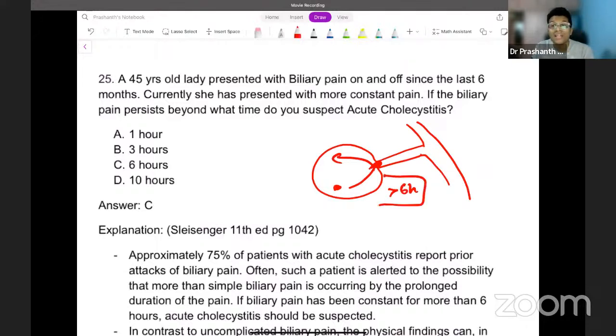And that's when you will think of acute cholecystitis, where the gallbladder becomes thick and big, distended, and severe pain, and sometimes also associated jaundice can occur. So the best answer is C, that is 6. Okay.